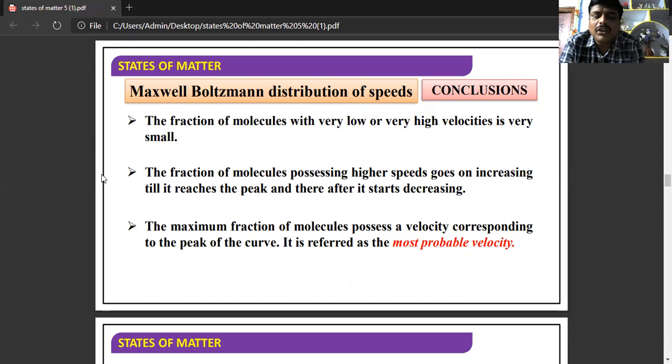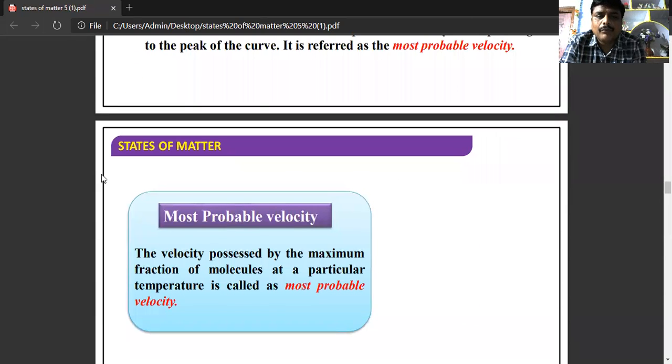So the fraction of molecules possessing higher speed goes on increasing till it reaches the peak. That means till it reaches the peak, it will be continuously increasing, and after reaching the peak, thereafter decreasing. So the maximum fraction of molecules possess a velocity corresponding to the peak of the curve, and that velocity is known as the most probable velocity.